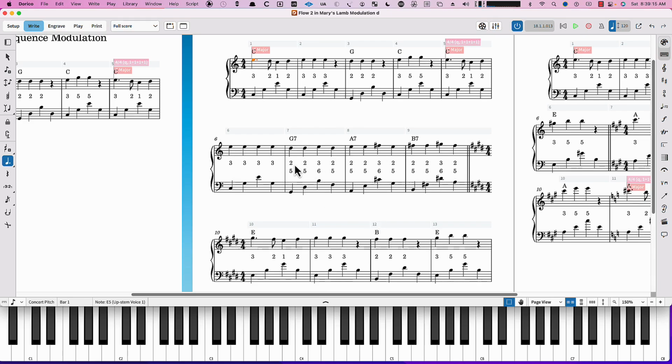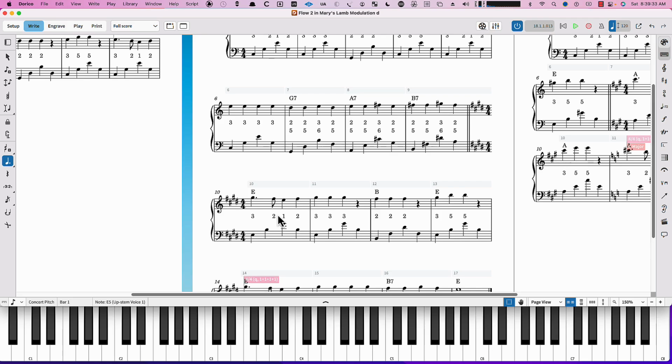So the upper levels correspond to the scale that is implied. Here we're in the key of C, here we're in the key of E implied, and the B7 implies the key of E.